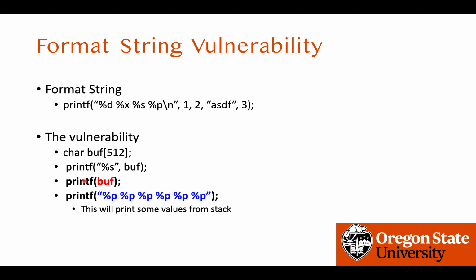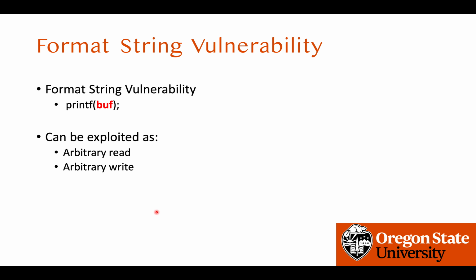Think about the case that we put lots of %p's in the buffer. Then what will this printf do? In this case, it will just print out %p as a string. But in this case, printf will interpret these as directives and try to fetch the argument from the stack and then print it out. So it actually prints out some of the values from the stack, and that's the start of the format string vulnerability. Then let's dive into the details of the format string vulnerability.